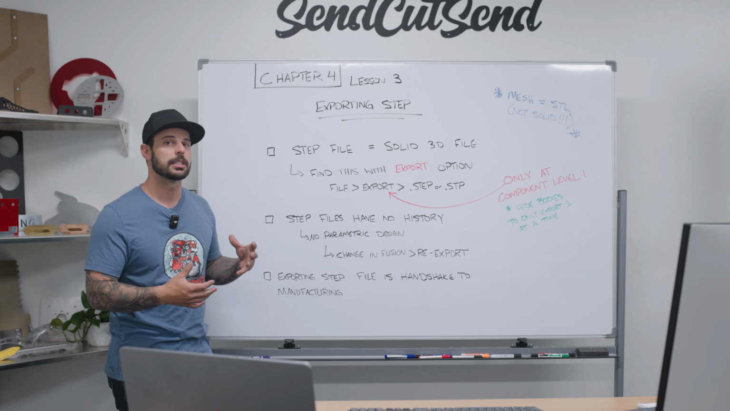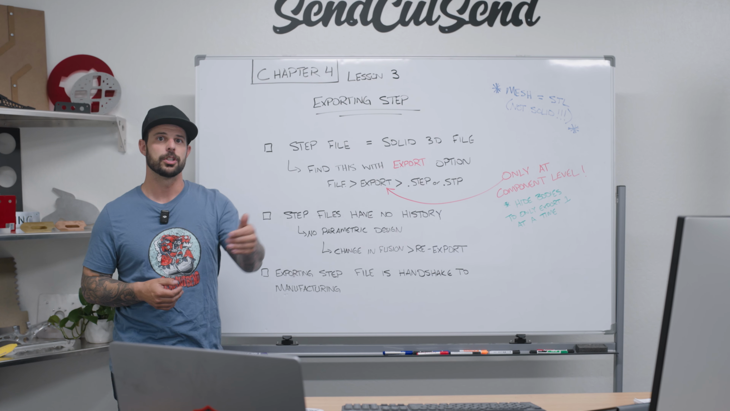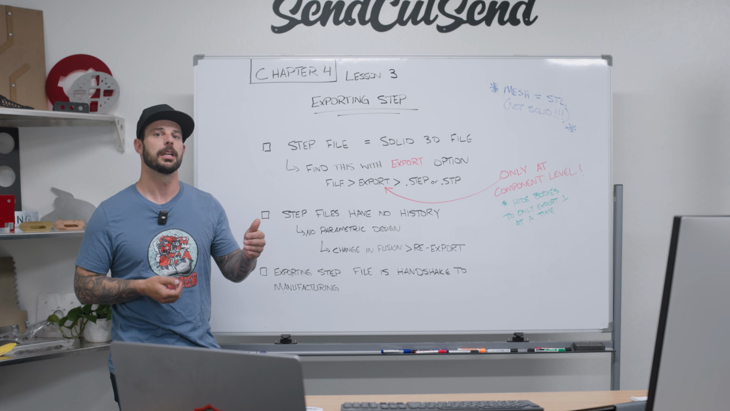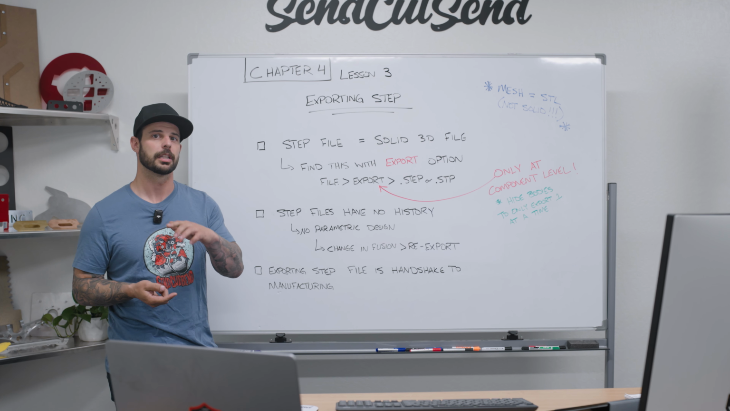Now that we have a good understanding of how to get those step files out, now we're going to talk about on the other side, once you bring them into SendCutSend, how to manipulate your part to get what you need, whether you're adding features like bending, hardware installation, or powder coating.